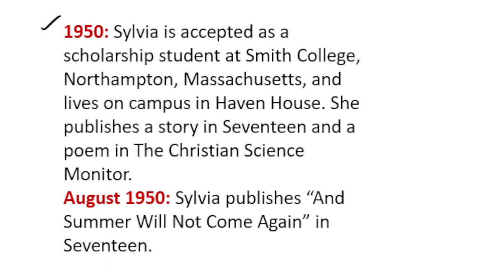1950: Sylvia is accepted as a scholarship student at Smith College, Northampton, Massachusetts, and lives on campus in Haven House. She publishes a story in Seventeen and a poem in the Christian Science Monitor. August 1950: Sylvia publishes And Summer Will Not Come Again, only at the age of 17.